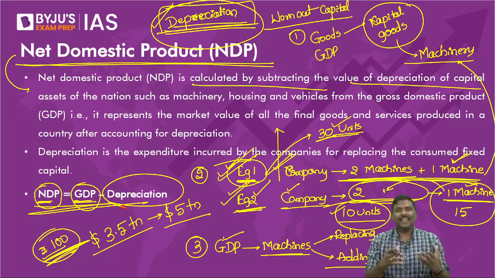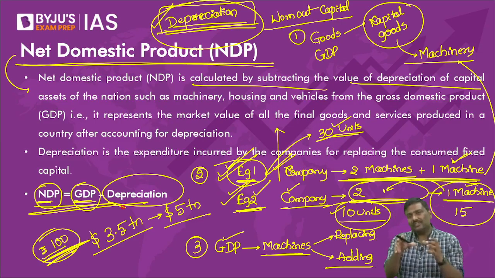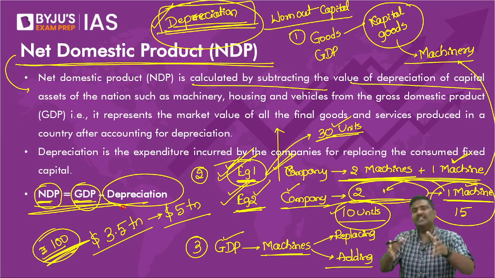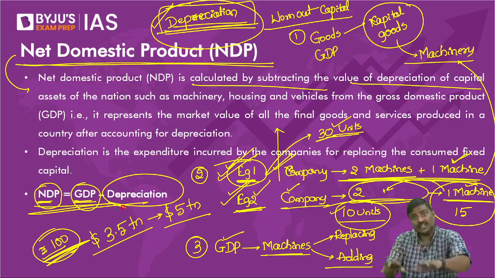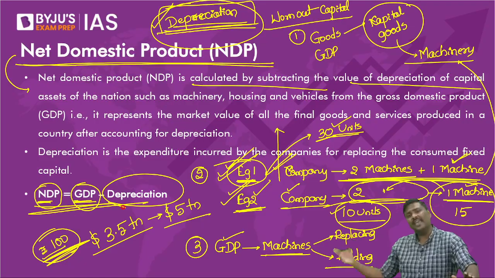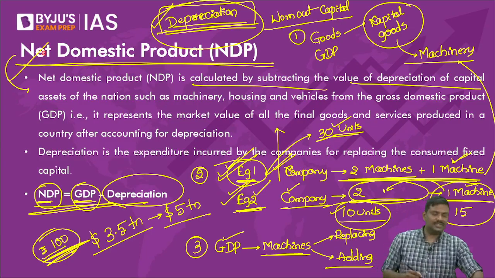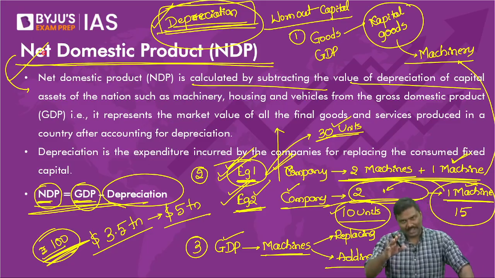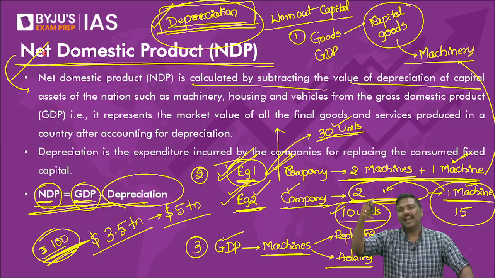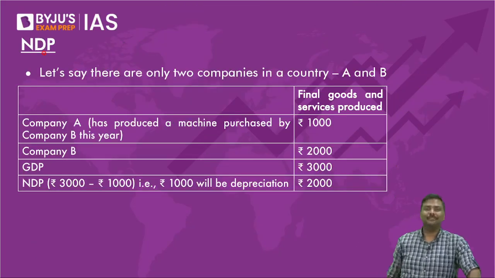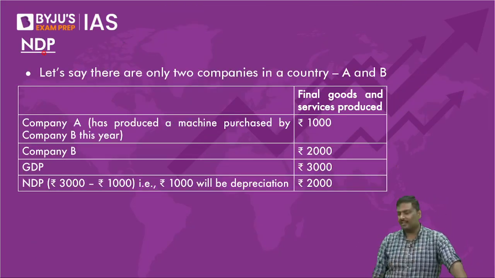Because in that case, none of the goods and services that you have produced in India this year is used for replacing. Everything is addition to the capital. Right? This is net domestic product. Now, let me ask you a question. Between GDP and NDP, which is a better indicator? What I've discussed, I've given the calculation here.